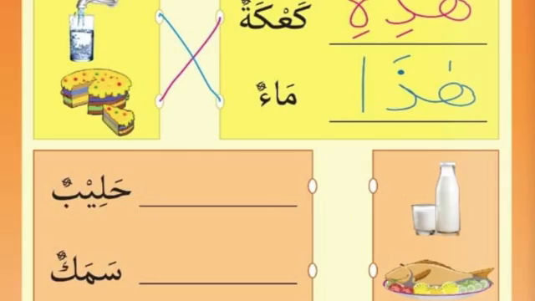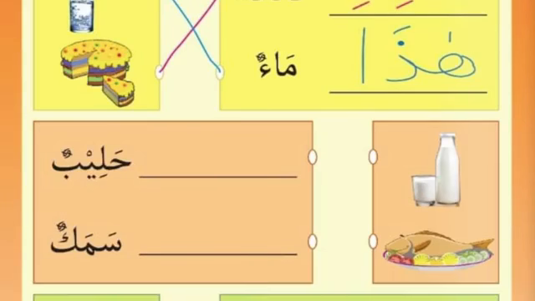And samakun. Samakun is a female word or male word? Yes, it's a male word. So, which demonstrative pronoun must you use, هذه or هذا? Yes, هذا. So you say هذا سمك. This is a fish, right? And then you match the sentence to the picture, fish, right?